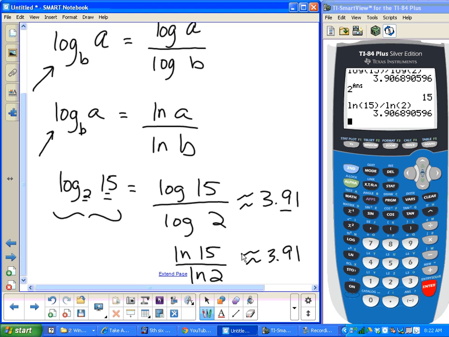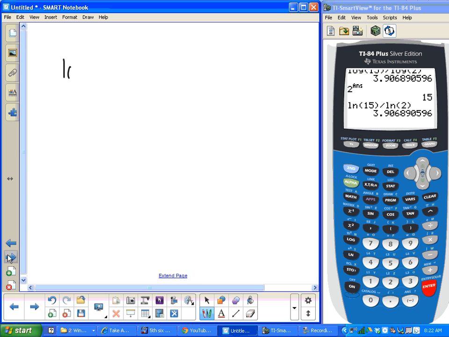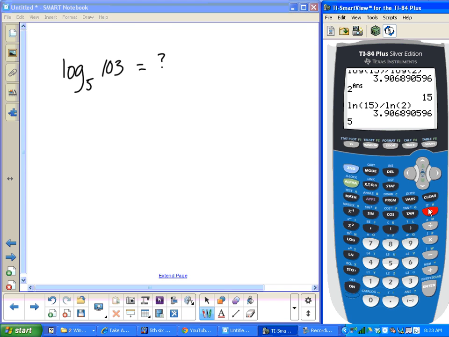Let's look at one more example and we'll close this one out. Again, we're looking at logarithms that we really have to have a calculator to evaluate. So let's say we have log base 5 of 103 equals. Now let's try it without a calculator first. Let's think: 5 raised to what power would be 103? Let's see, 5 squared is 25, and 5 cubed is 125.